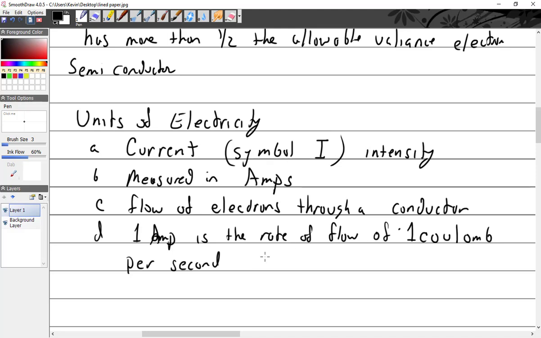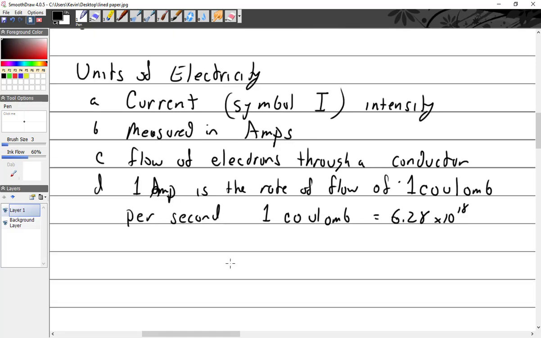And you're going to say, what's a coulomb? One coulomb equals 6.28. What's interesting about that number? It's 2 pi. That's how I always remember it. 6.28 times 10 to the 18th. So that's how many electrons are going to flow in 1 amp in 1 second. So it's a rate of charge. All right, so that's current.